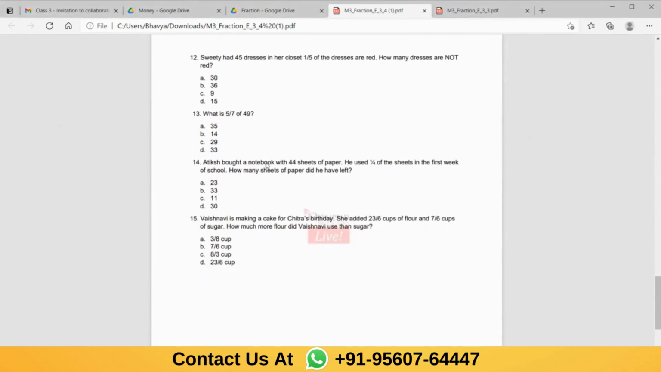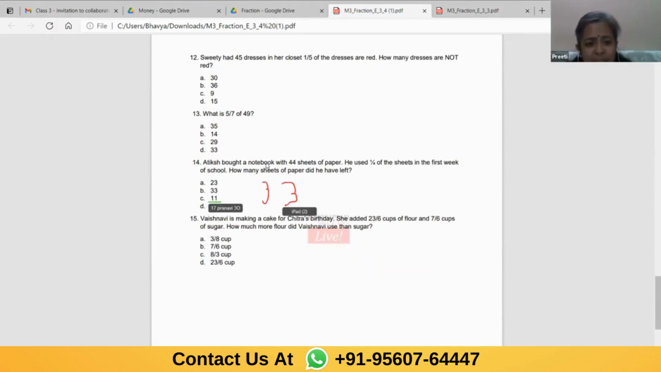Okay. Atiq bought a notebook. Okay, I'm going to 15. Atiq bought a notebook with 44 sheets of paper. He used 1 by 4 of the sheets in the first week of school. So how many sheets of paper did he have left? This is exactly like question number 12.